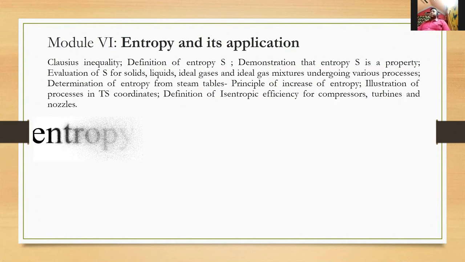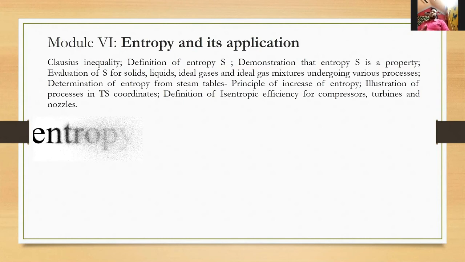Entropy, the word itself, is something that defines the existence of Earth, and it can actually limit the existence also. It gives you the direction where the whole thing is going and when exactly it is going to end. To understand entropy, we should first understand the second law. Then we'll get the definition of entropy, the demonstration of entropy as a property, and the evaluation of entropy for solids, liquids, ideal gases and gas mixtures for various processes.